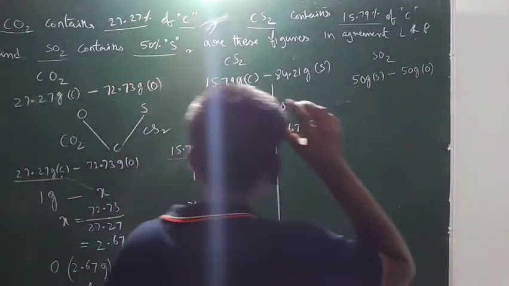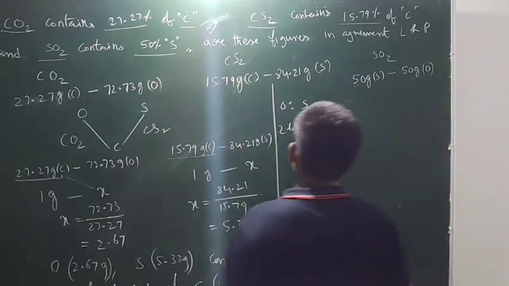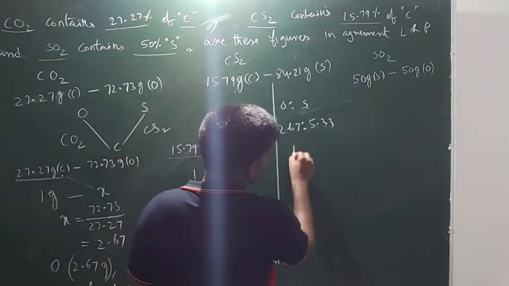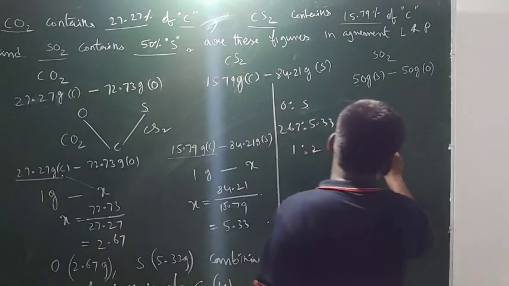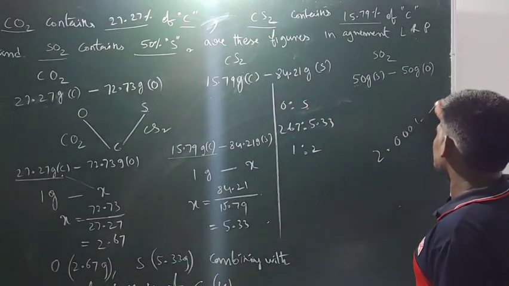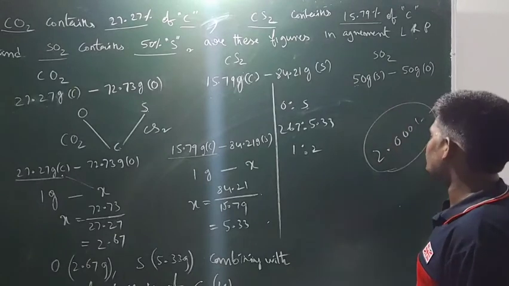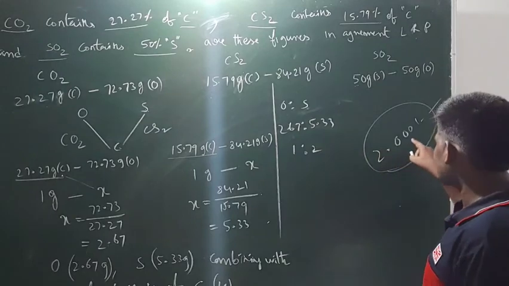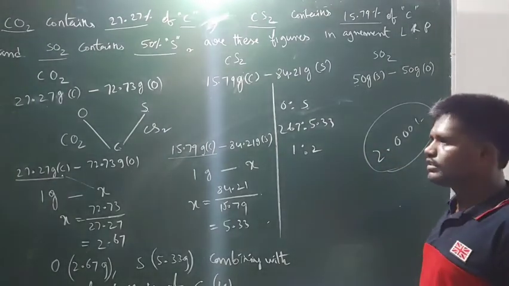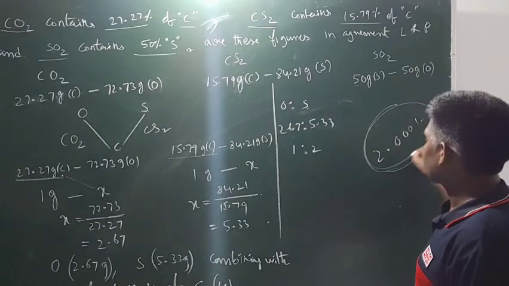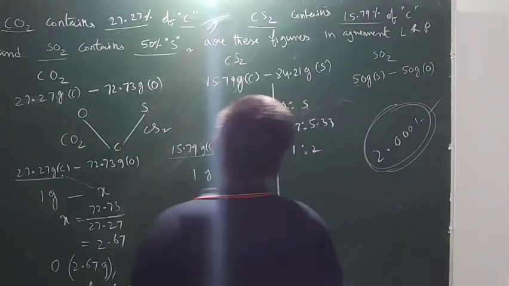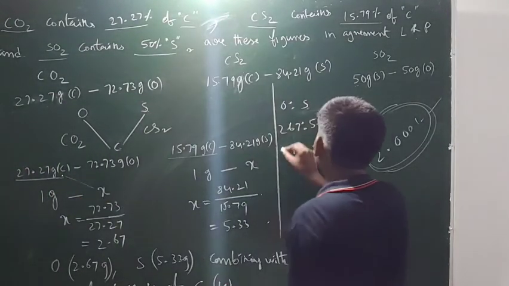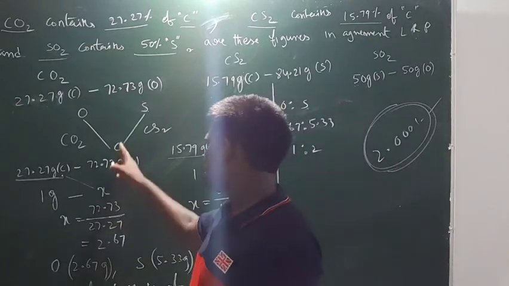Okay, so now guys, if you simplify this one, in this 2.67, this 2 times will be cancelled. If you get a value like 2.0001 or something like this, then you can take the round figure value. Generally, if you get 2.00 something, you had better take the round figure. So you can take 2. So now oxygen and sulfur are combining in a 1:2 ratio with the fixed mass of carbon.